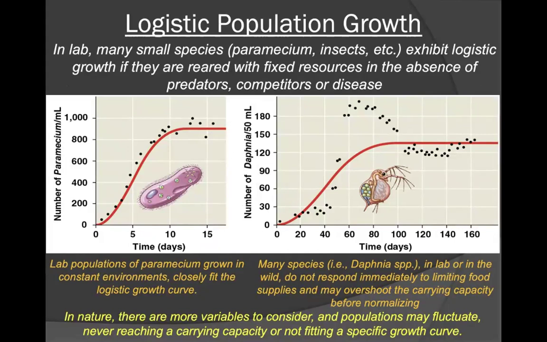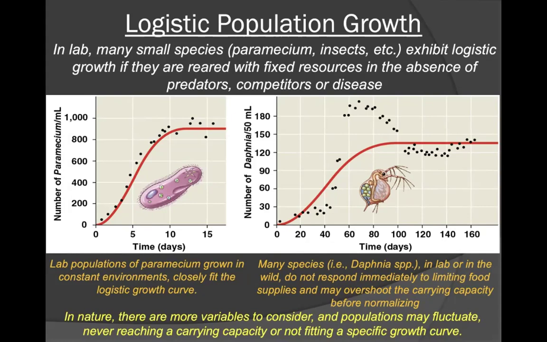Note that the logistic population growth model is very applicable, specifically when many small species are reared in lab. Many of these species, such as paramecium and insects, will exhibit logistic growth if they're reared with a fixed set of resources, and they are also in the absence of any predators, competitors, or disease. Lab populations of the paramecium, seen to the left, grown in a constant environment, very closely fit the logistic growth curve.